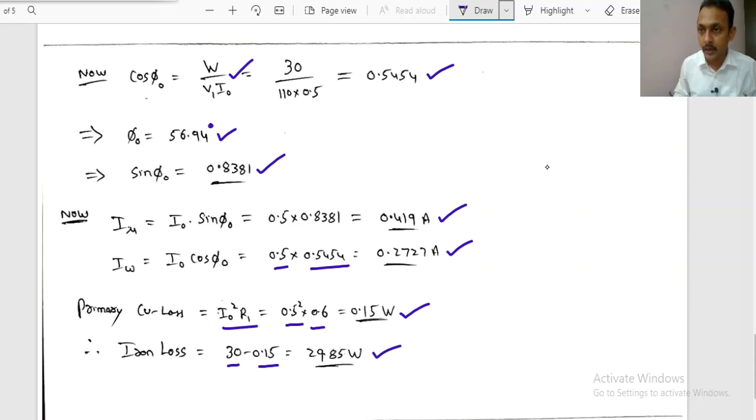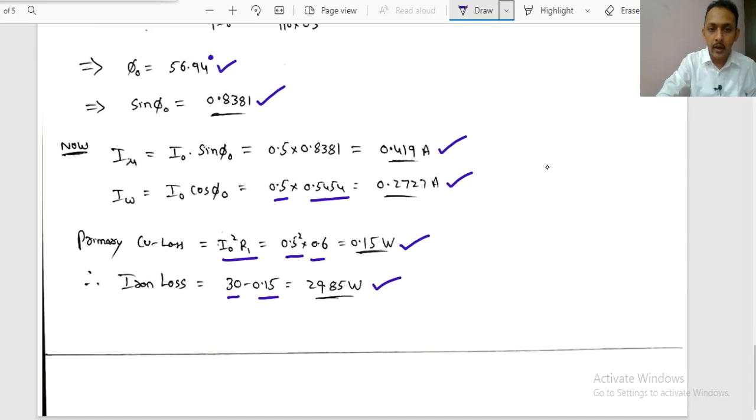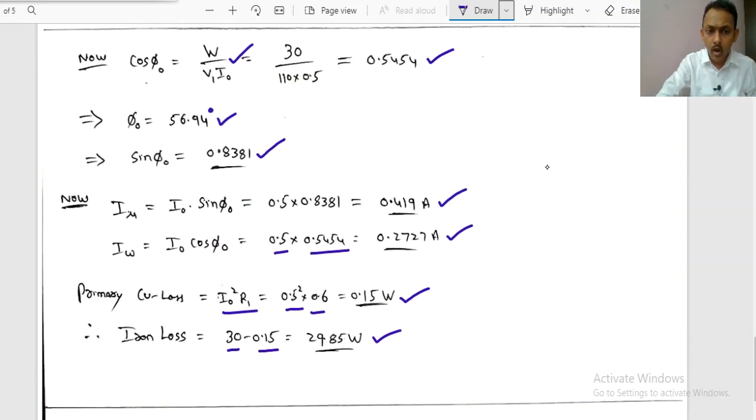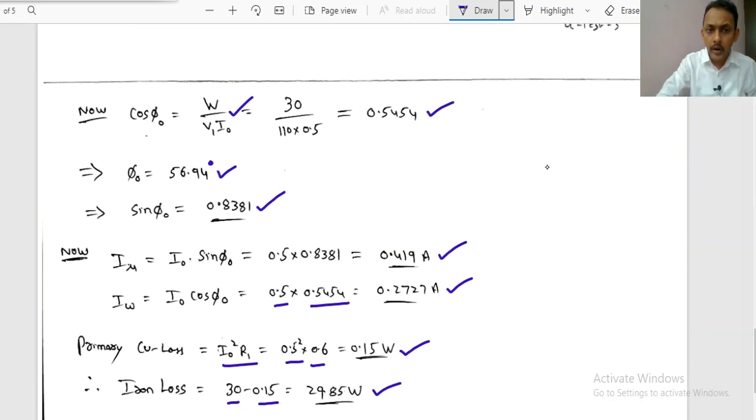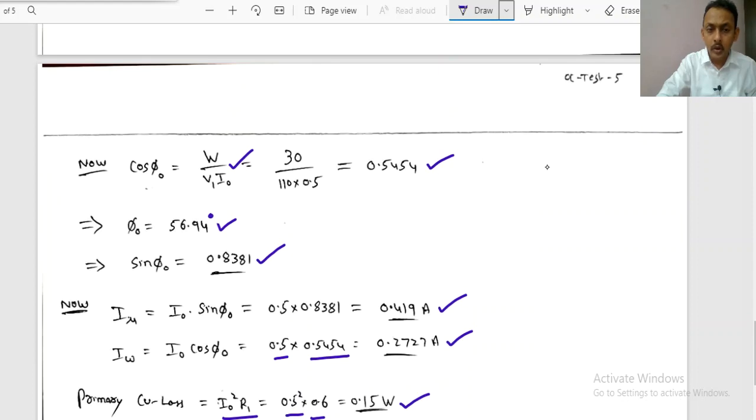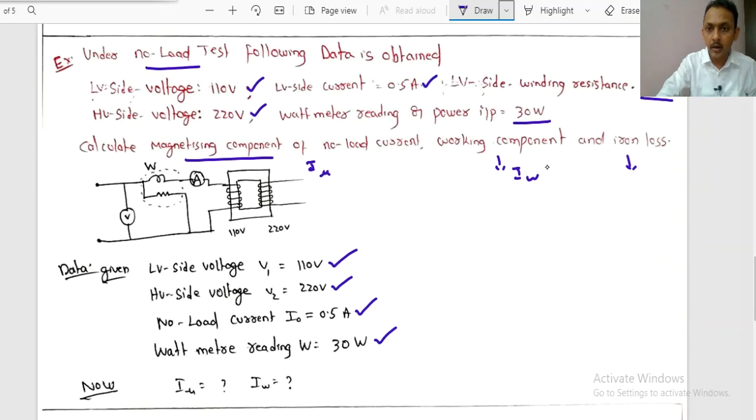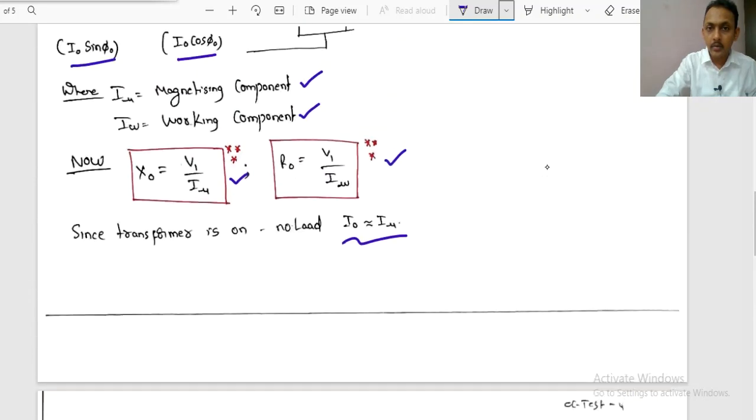which are constant and do not depend upon the load, whether it is on load or full load. These losses will be constant, right? 29.85 watt, right? So this is how we can calculate the losses and the no load current. Of course, sorry, I mu and IW from the given test data. Clear? Right. Thank you.